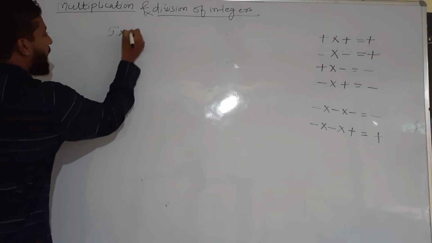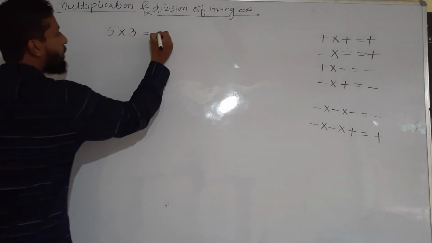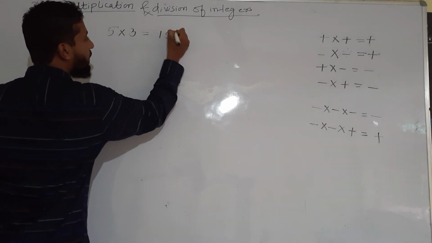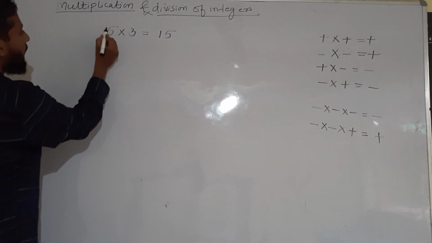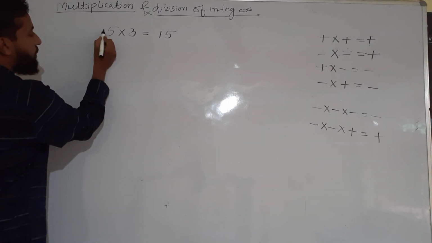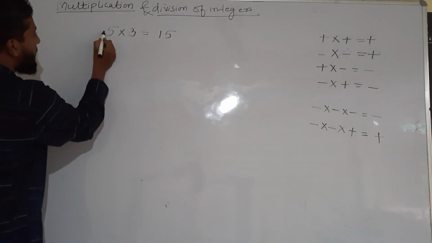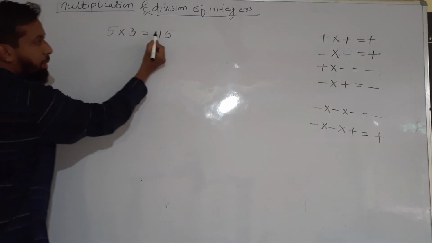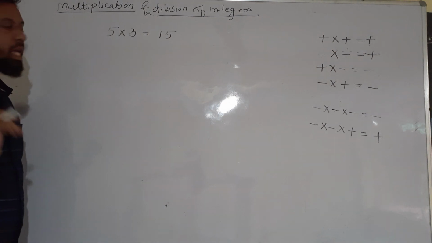5 into 3 is equal to 15. Now, here we have plus 5. If the sign is not mentioned, as we know, the sign will be plus. This plus into plus is plus. 5 3s are 15. It will be plus 15.